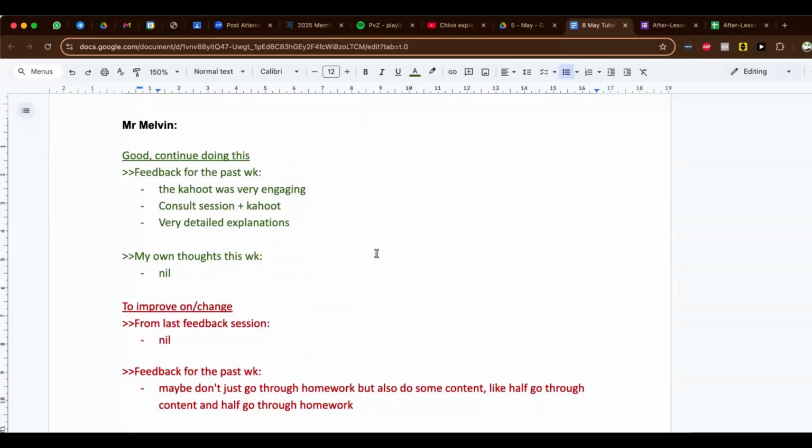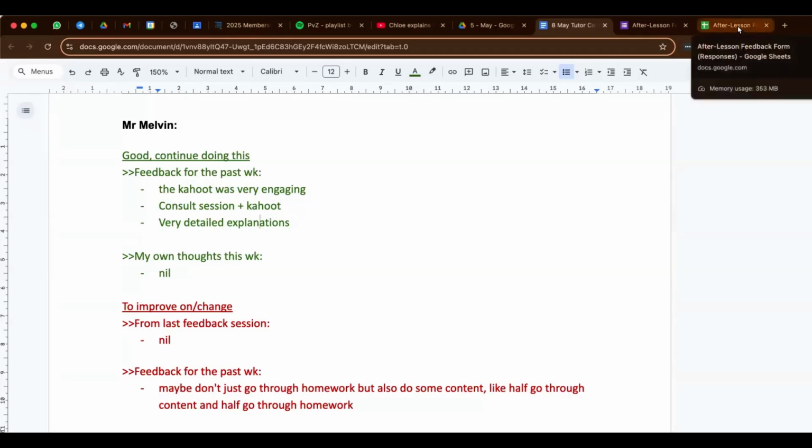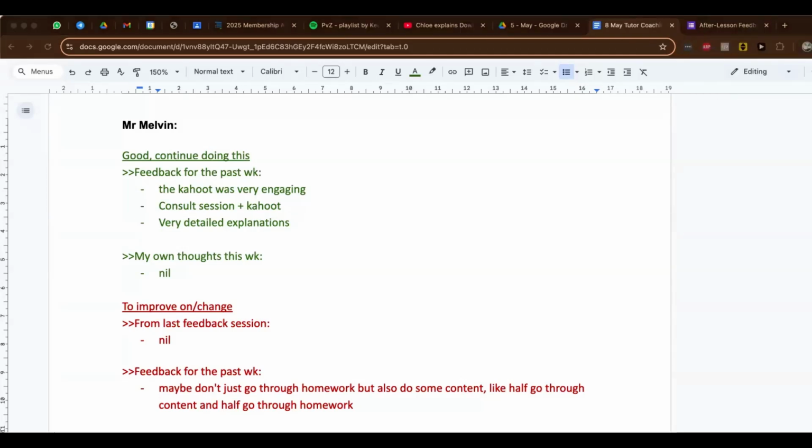So generally, a few of my students said that the Kahoot that I did for that lesson was very engaging. Quite a lot of them said that. And they said that my explanation was very detailed. The not so good one is that some students said they don't really want us to just go through the homework questions. So go through a mixture, like half content and half homework.